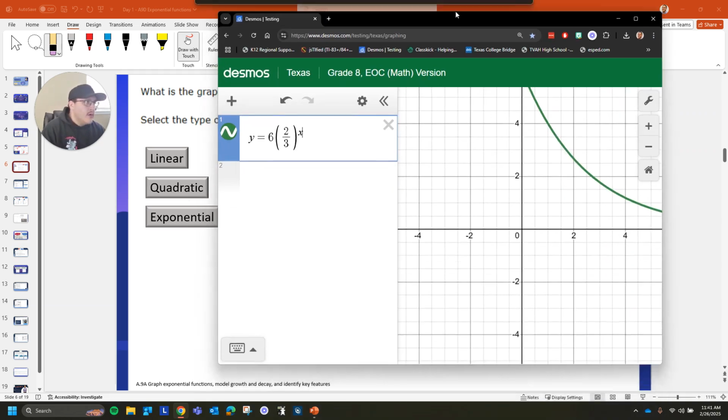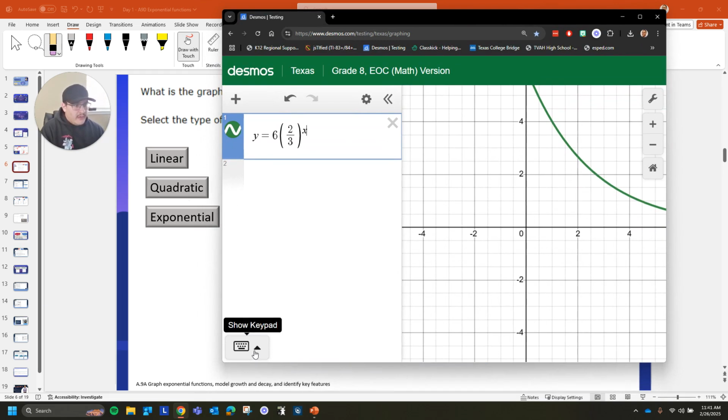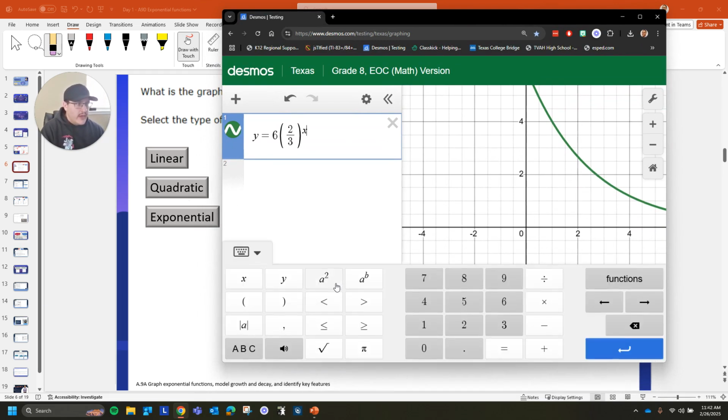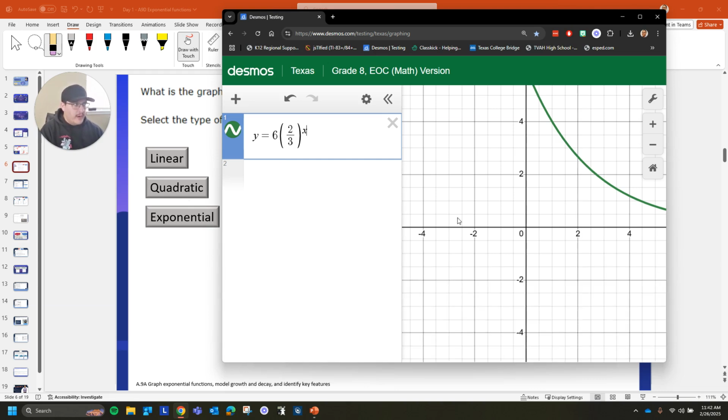And then press X. You can also type everything in using the keyboard right here. So you can click on the keyboard, and then you can get to the exponent position by choosing the AB key right there. Parentheses, fraction bars, division signs, whatever. You also have a button for functions right here too. Explore it whenever you get the chance, but we just need to type in this equation right here.